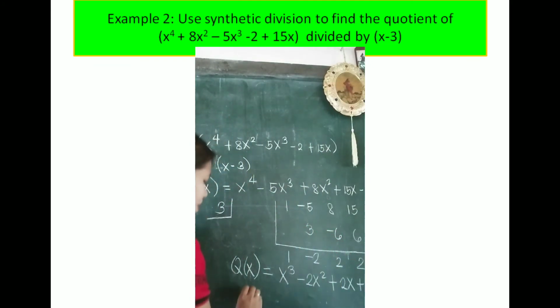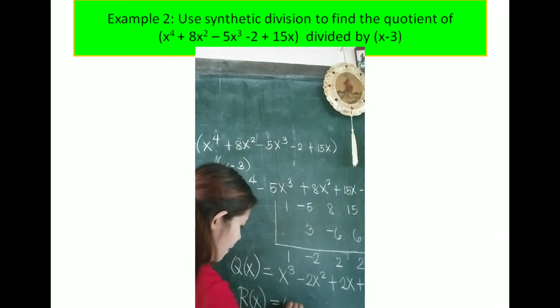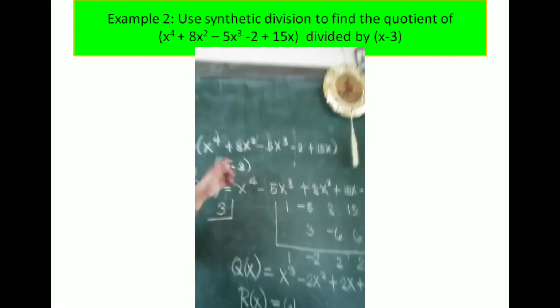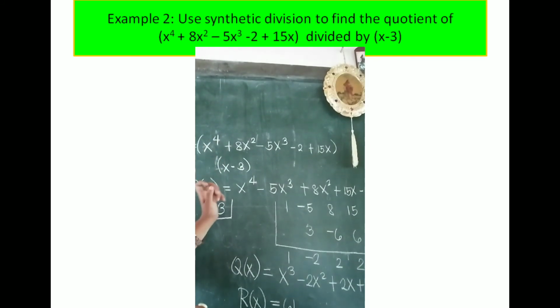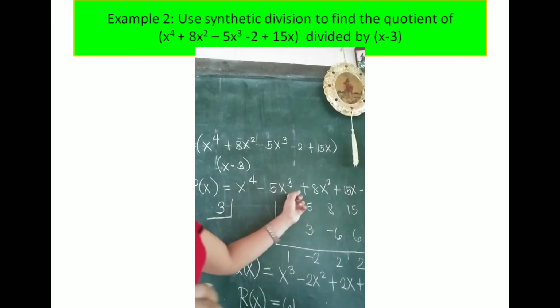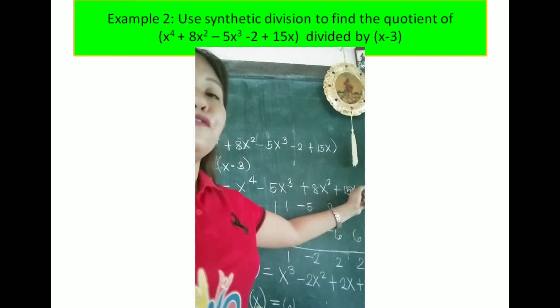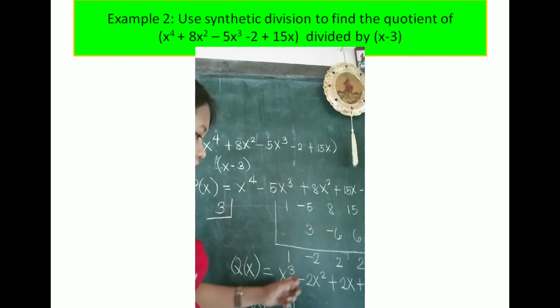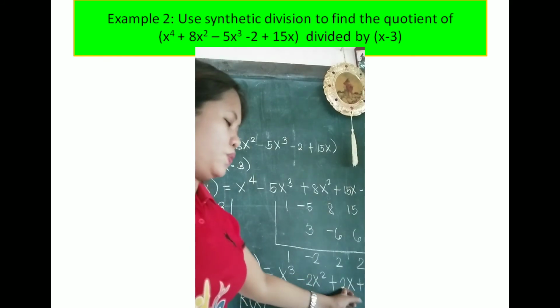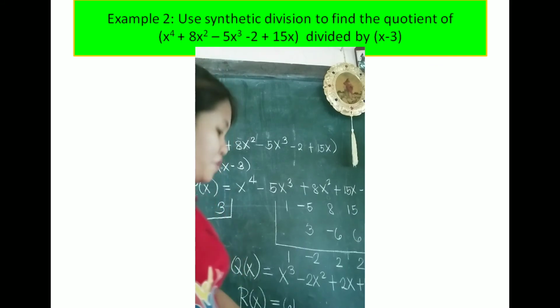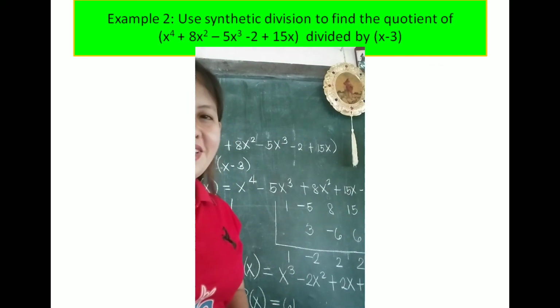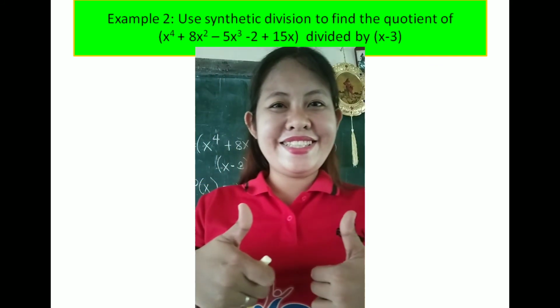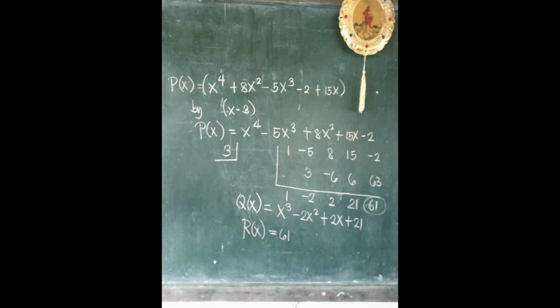So what is 61? 61 is your remainder. So x raised to 4 minus 5x cubed plus 8x squared plus 15x minus 2 divided by x minus 3: the quotient is x cubed minus 2x squared plus 2x plus 21, remainder 61. Okay? Here is the clearer view of the solution.